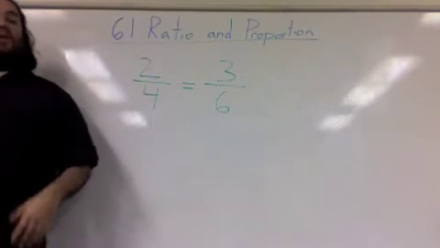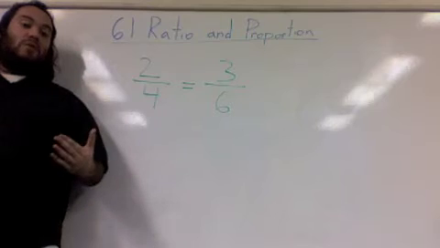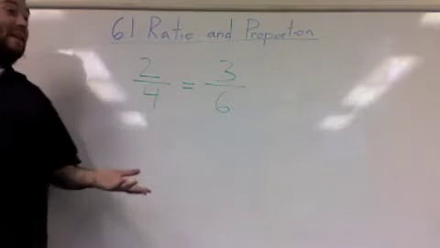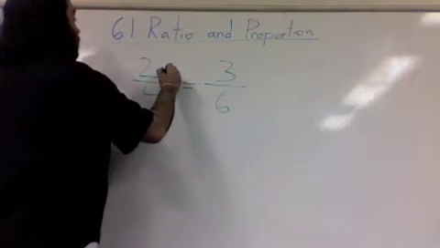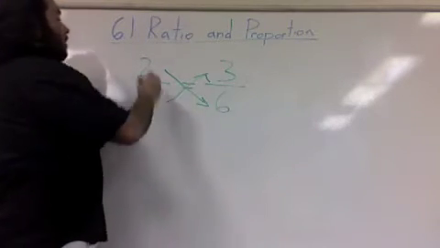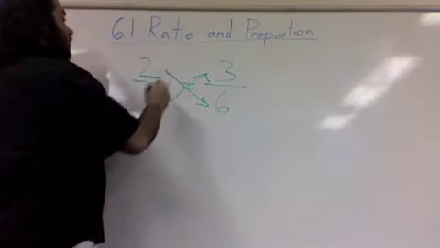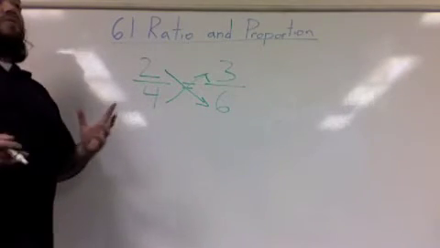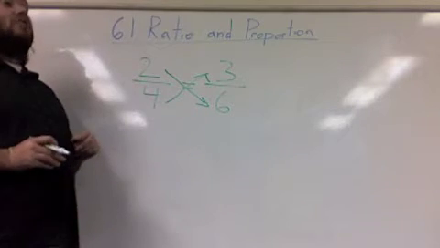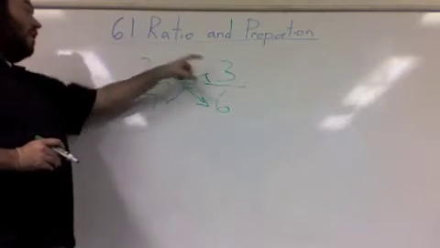So what we're going to do is use a system called cross-multiplying. You'll see why it got that name pretty quickly. What we're going to do is multiply diagonally. 2 times 6 and 4 times 3. And if those two values are equal to each other, then we know that it is actually a proportion, right? That the two ratios are equal.